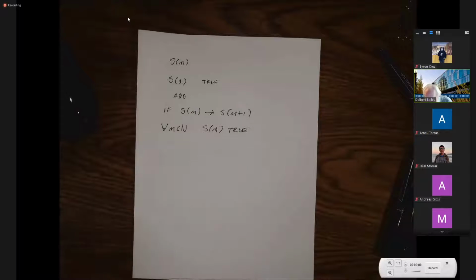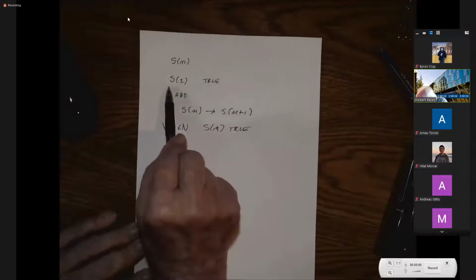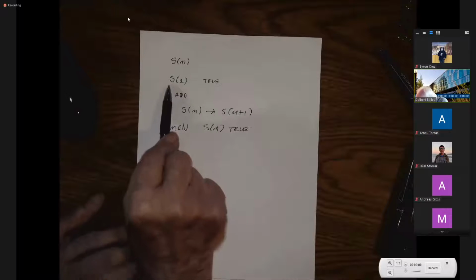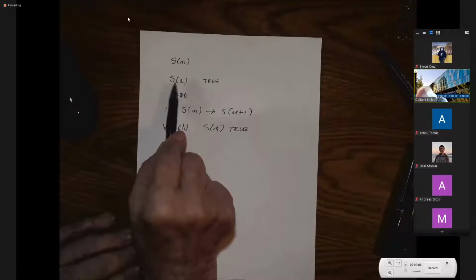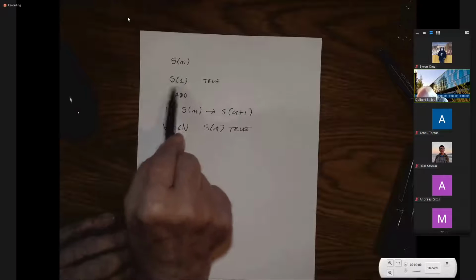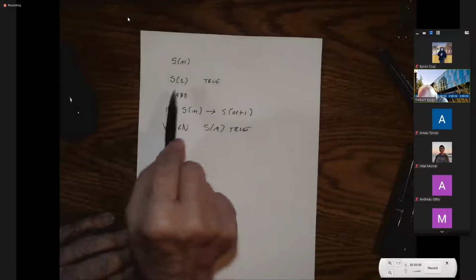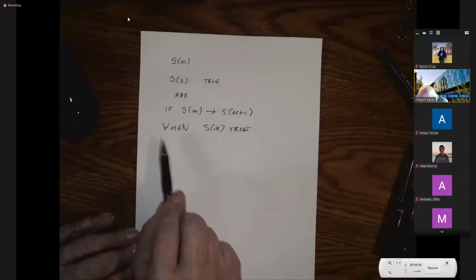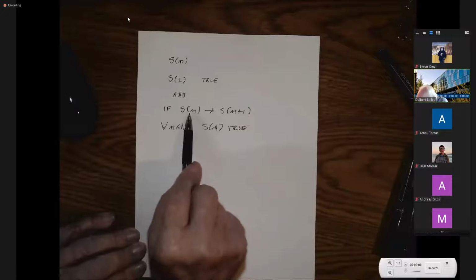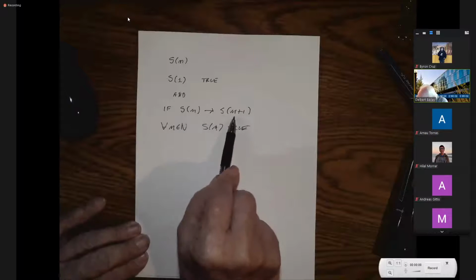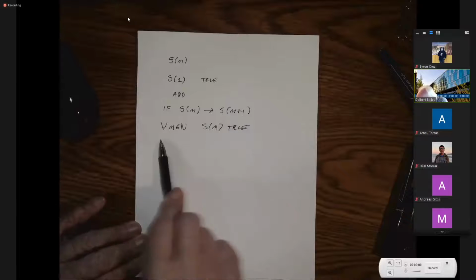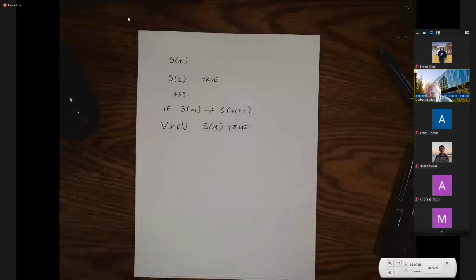So the way that we do an inductive proof is to show that the statement is true for 1, and this could also be some finite number, like true for 1, true for 2, etc. And then if we show that if it's true for any number, then it's true for the successor, we take that as proof that the statement is true for all of the natural numbers.